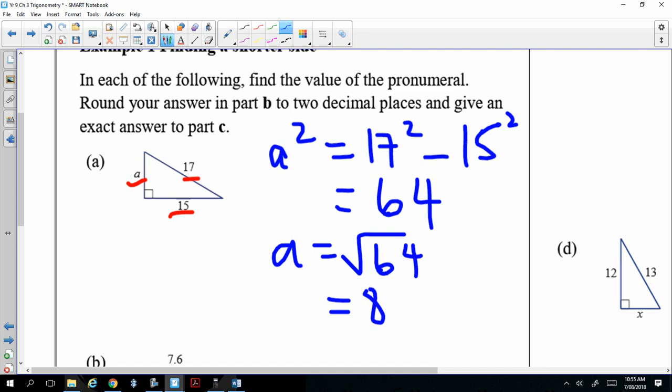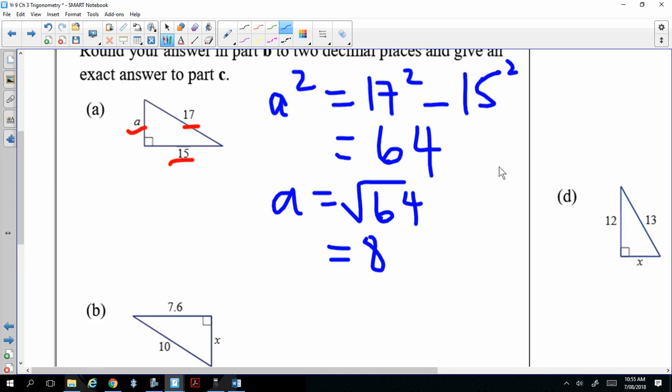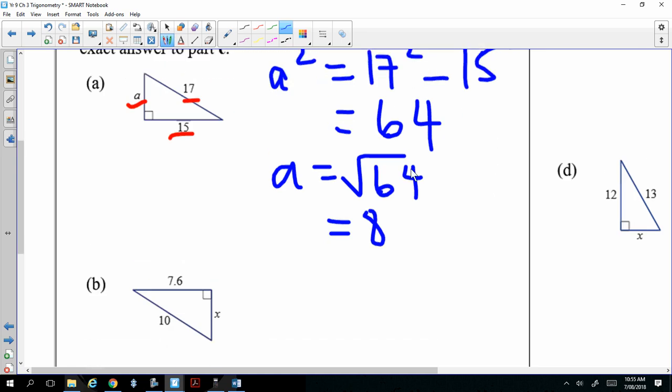Get the idea? Pretty easy. Good. Oh, no, you can't. You have to put that as C. That's the hypotenuse. You can't switch.